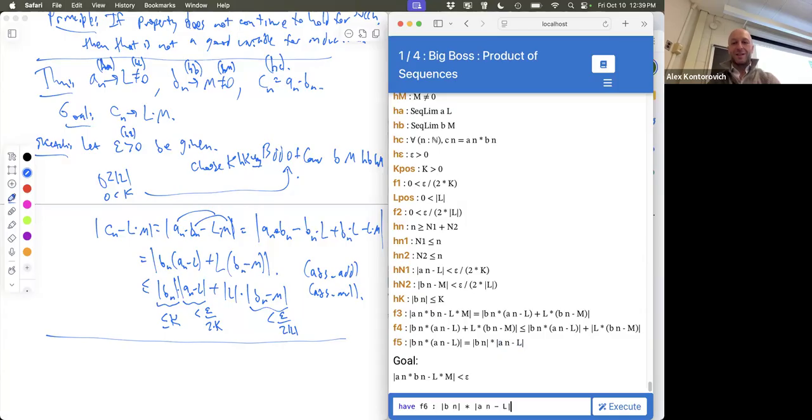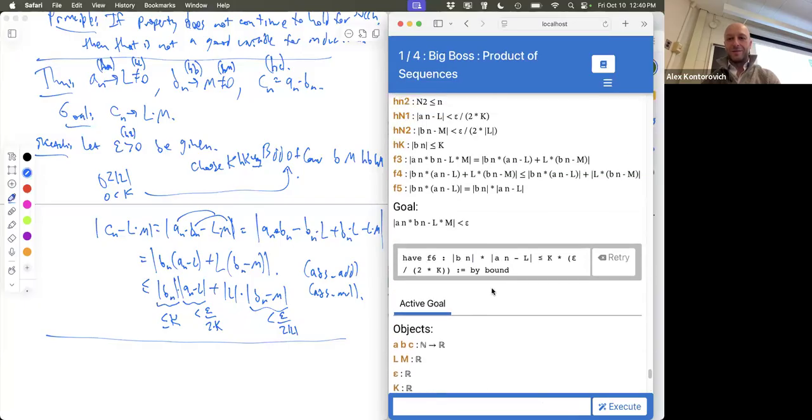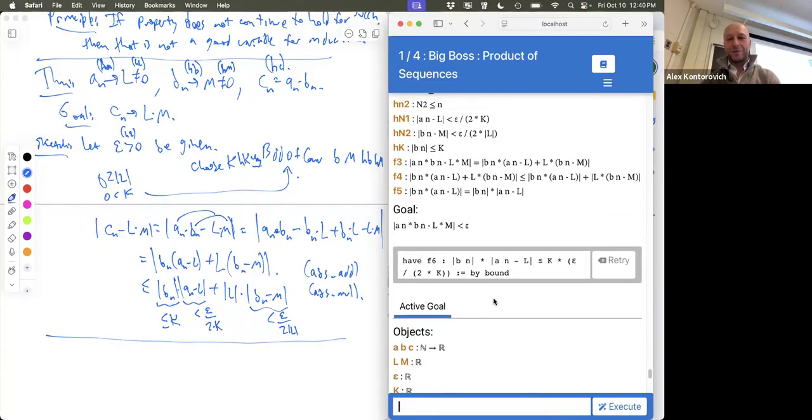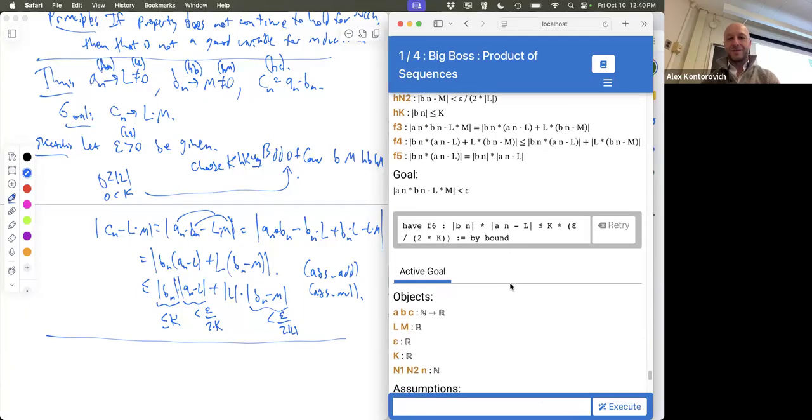Okay, so F6, let's say this is less than or equal to, I wonder if it can do it both at once. Do you think it can? Or do you think bound is going to give us trouble? Should we try? This is bounded by K. This is bounded by epsilon over 2 times K. Let's see if it'll work. I'd rather not be embarrassed, but Lord knows it wouldn't be the first time. By bound. It did it. Did it really do it? I guess we'll find out. It says it did it.